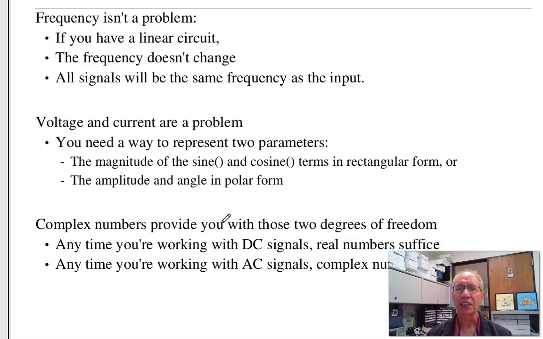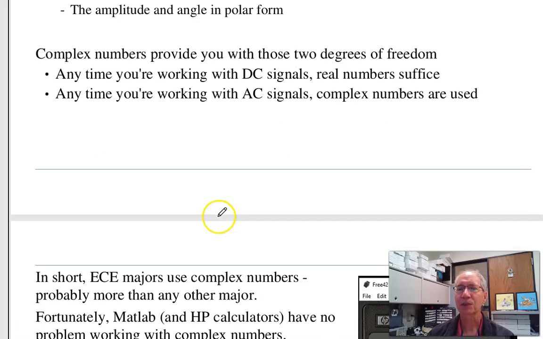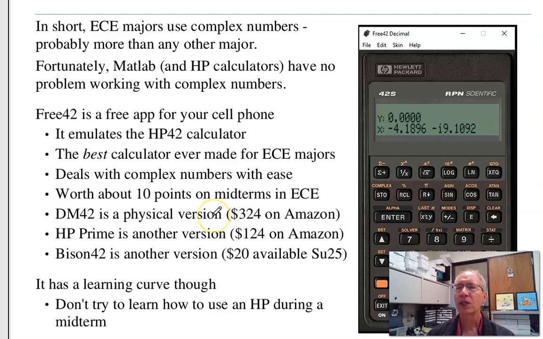What does change is the amplitude and phase shift. What does change is the sine and cosine term. So again, I need a way to represent two parameters with a single number. That's complex numbers. So in general, anytime you're dealing with DC signals, use real numbers. Anytime you're dealing with AC signals, you got to use complex numbers. Really simplifies the mathematics. So in short, ECE majors live and breathe complex numbers, probably more than any other major.